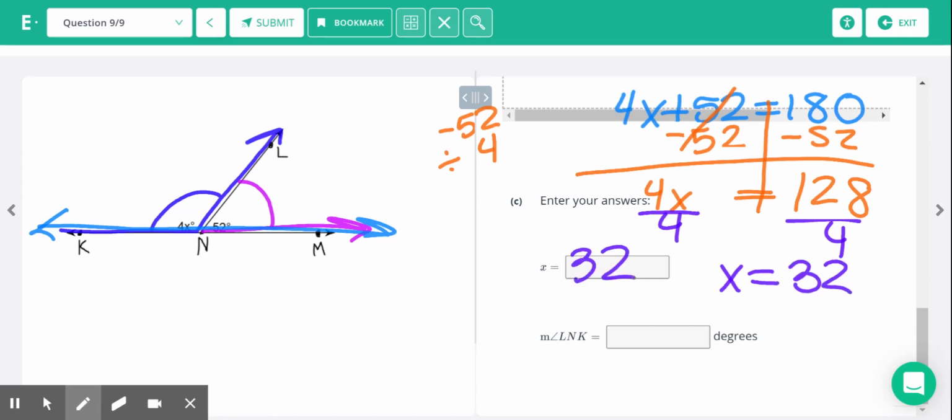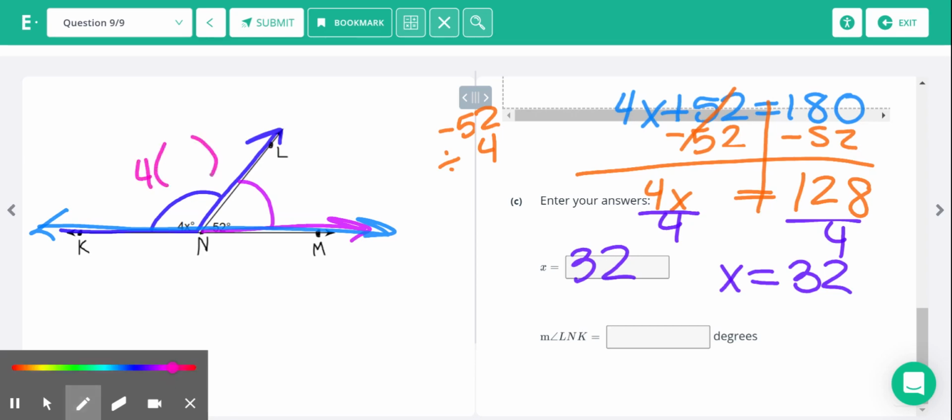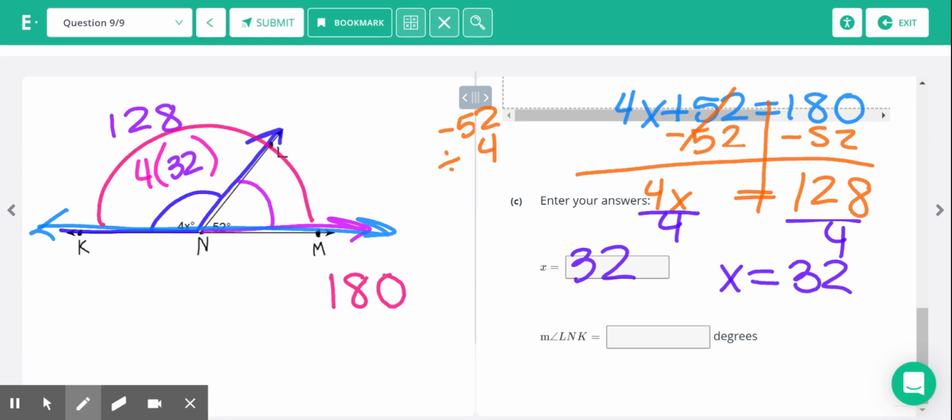There are two ways to solve for this last part. We can either substitute in 32 for x and get 128, or I can see that this whole thing is 180, and if I subtract away 52, I will also get 128.